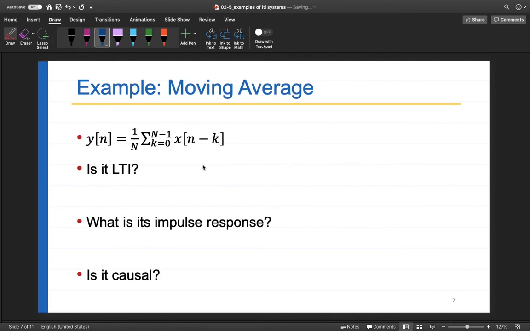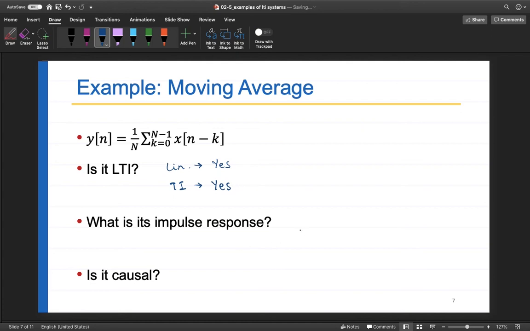Now let's look at another example, the moving average system. This is how it is defined. Is it LTI? So for linearity, what you find is your y[n] depends linearly on x[n] terms. There are no constant additions. So yes, it is linear indeed. And for time invariance, there is no explicit dependence on n. There is no resampling. So I can safely say it is a time invariant system.